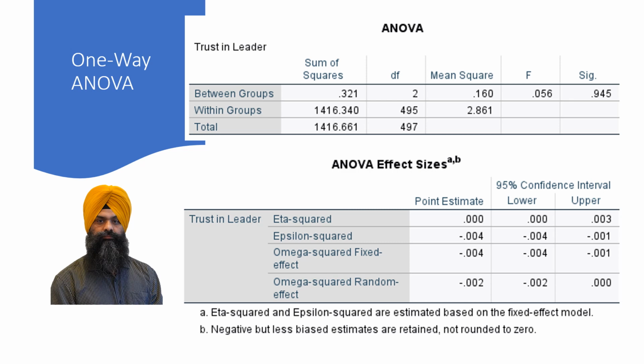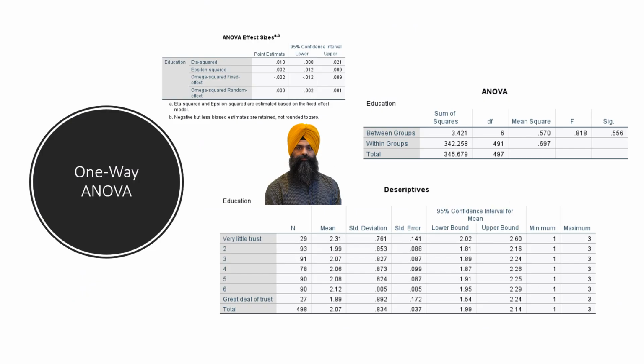In this case, with the p-value of 0.945, I fail to reject the null hypothesis and conclude that at the chosen significance level of 0.05, there is no significant difference in mean trust in leader scores among the groups.